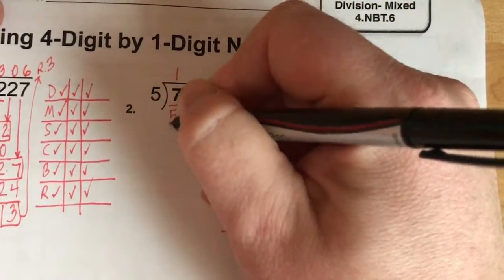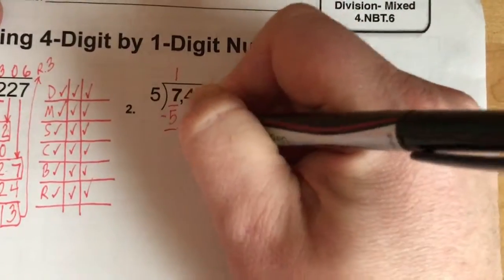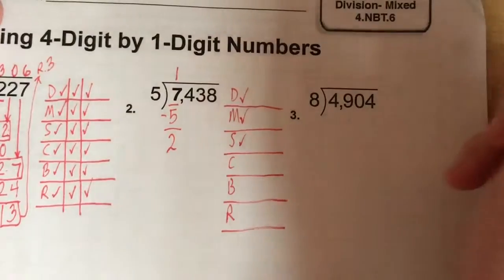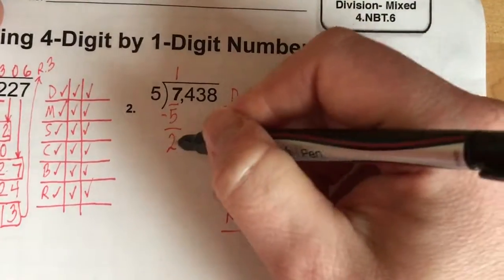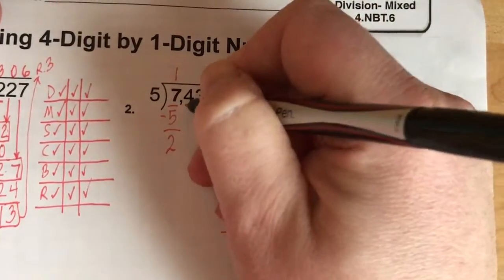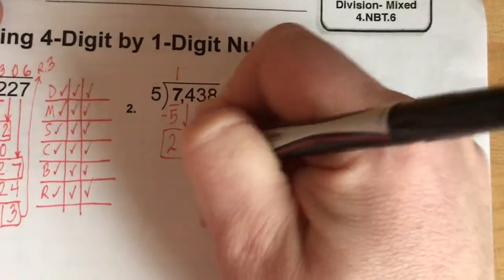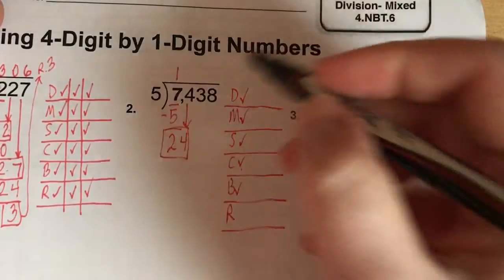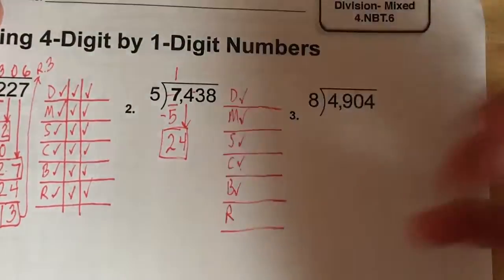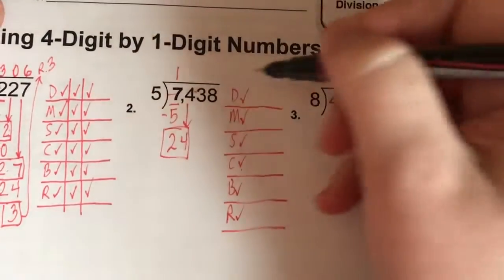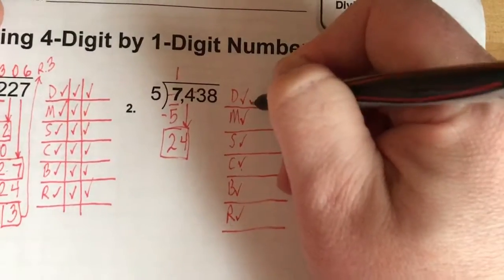5 times 1 is 5. Subtract, and we get 2. 7 minus 5 is 2. Check, is the king happy? Yes. Bring down the 4 and box. This is our new amount on our tray, and this is dead to us. And then we're going to repeat because there's spots in the quotient. So we're going to determine again.